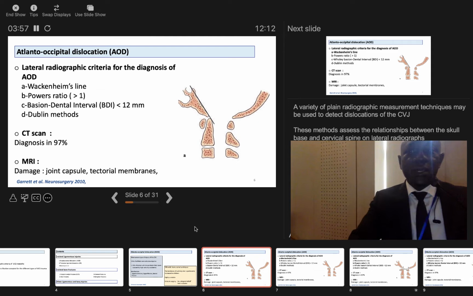Various plain radiographic measurement techniques may be used to detect dislocation of the craniovertebral junction. These methods assess the relationship between the skull base and cervical spine on lateral radiograph. These methods are the Wackenheim line, the Powers ratio, the basion-dental interval, and the Dublin method. These methods can be applied to find instability of atlanto-occipital dislocation.